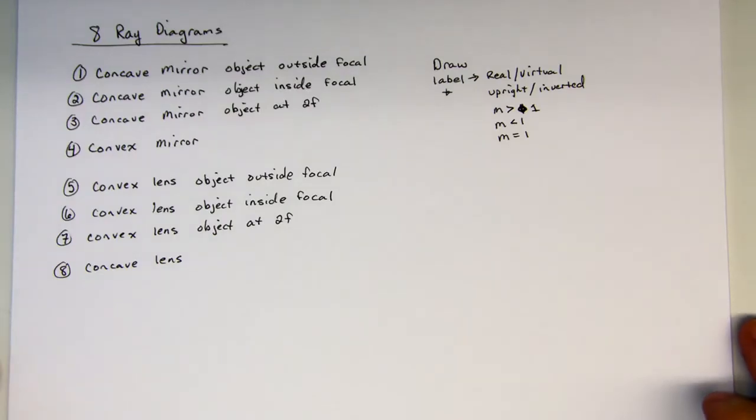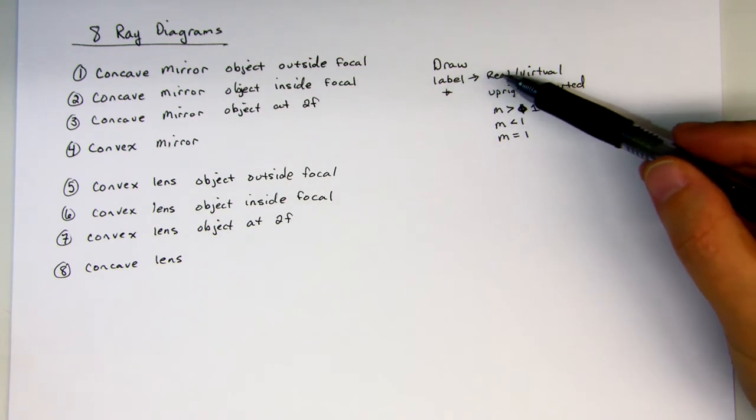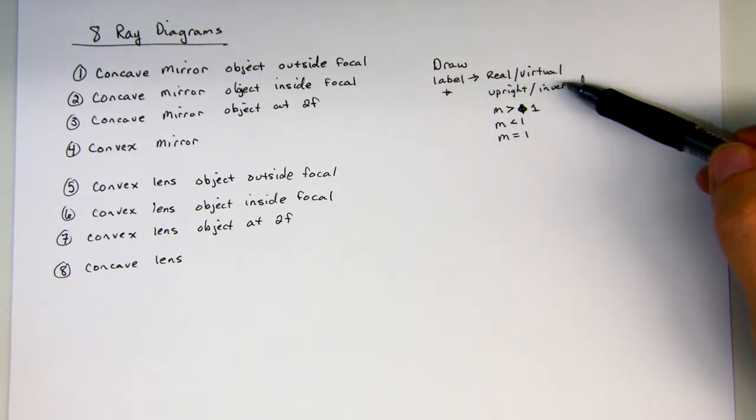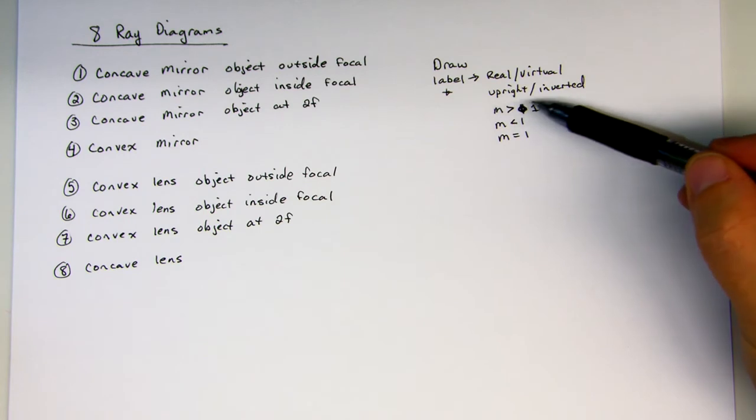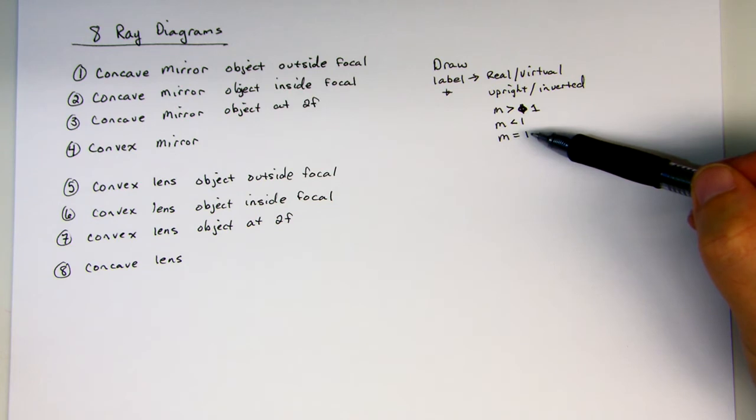Okay, I'm going to show you guys how to do the 8 ray diagrams for physics. First, we're going to go over concave mirrors, and then we'll talk about a convex mirror, and then we'll do convex lenses and a concave lens. In each of these, you'll need to know how to draw the diagram, and then you'll also need to know if it's real or virtual, upright or inverted, if the magnification is greater than 1, if the magnification is less than 1, or if the magnification is equal to 1.